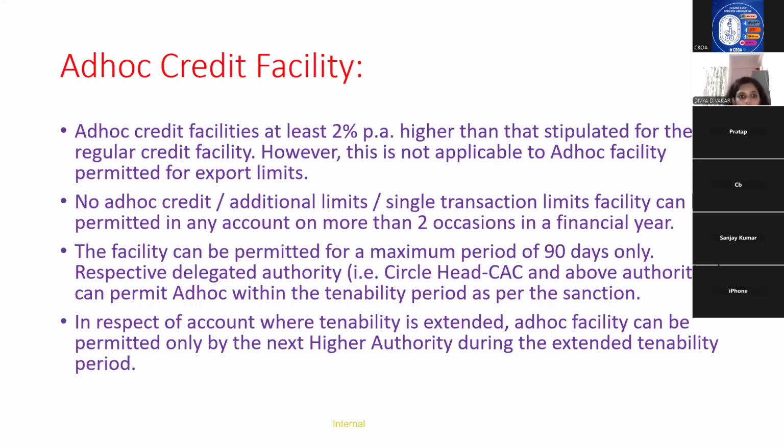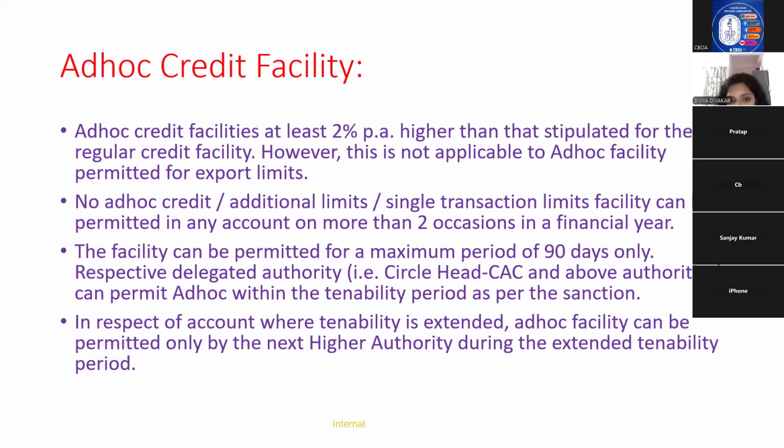Then no ad hoc credit or additional limit or single transaction limit facility can be permitted in any account on more than 2 occasions. The facility can be permitted for a maximum period of 90 days only. The respective sanctioning authority can permit ad hoc within the tenability period as per their sanction. Circle head and above can sanction this ad hoc, and it can be done only for a maximum period of 90 days.